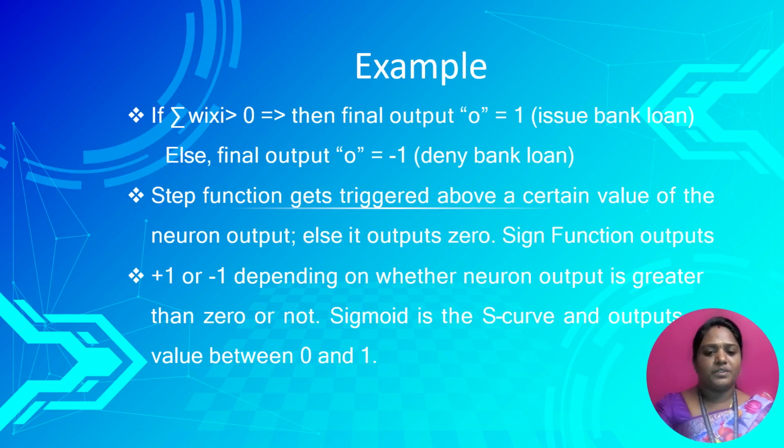Else its output is 0. The sign function's output is plus 1 or minus 1, depending on whether the neuron output is greater than 0 or not. The sigmoid represents the S curve, and the output value is between 0 and 1. So these represent the input of perceptrons. There are three functions used as activation functions: the step function, sigmoid function, and sign function. Step function represents 0 or 1, sign function represents plus 1 or minus 1, and the sigmoid curve represents the S curve, with a value between 0 and 1.